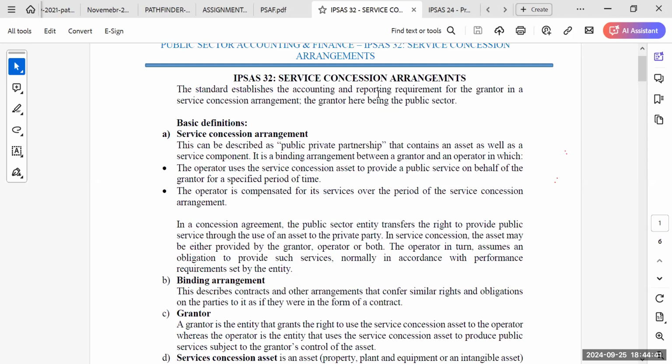So if you are now asking the American forces to come and protect the lives of our citizens in Ghana, either using their own assets or using the existing assets of the government, that is what we call a service concession arrangement. It's going to be for a particular period.